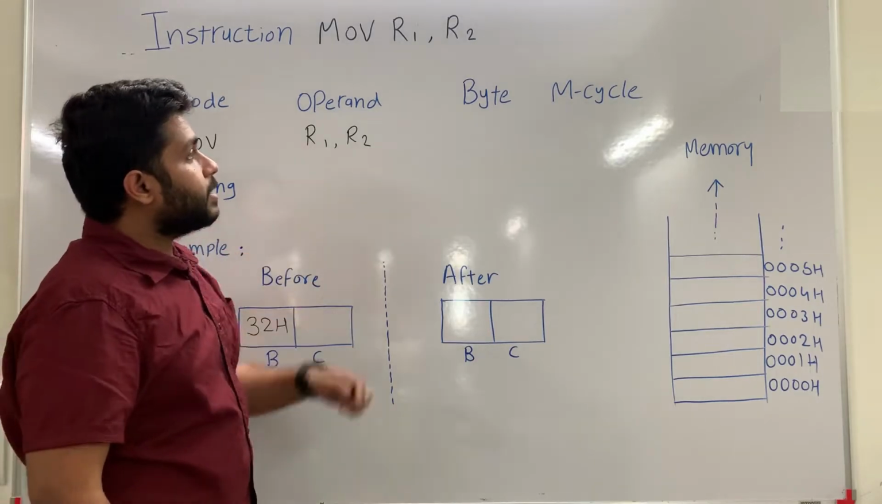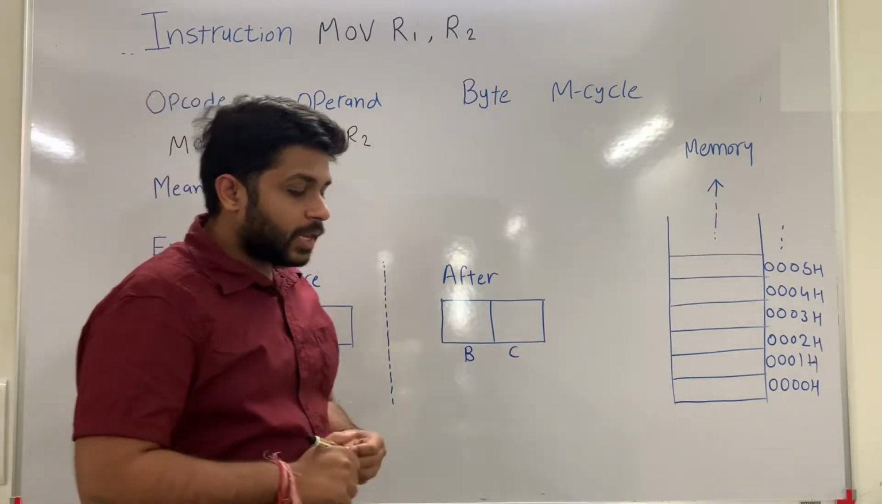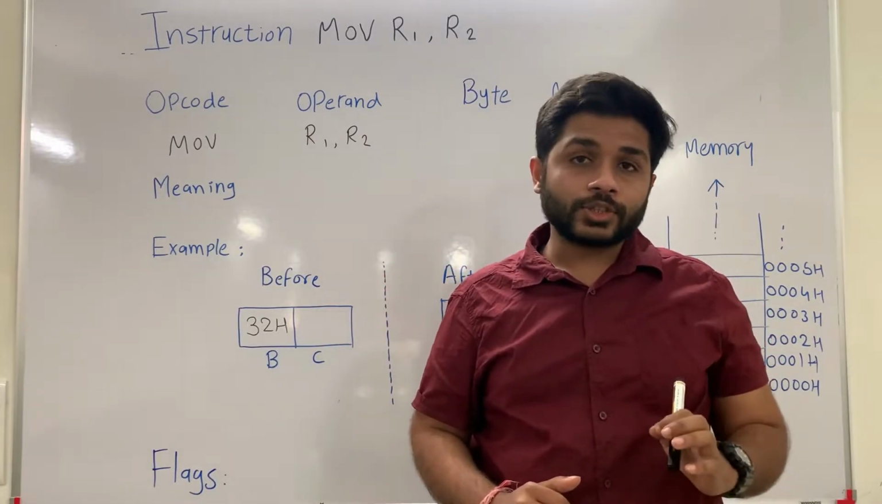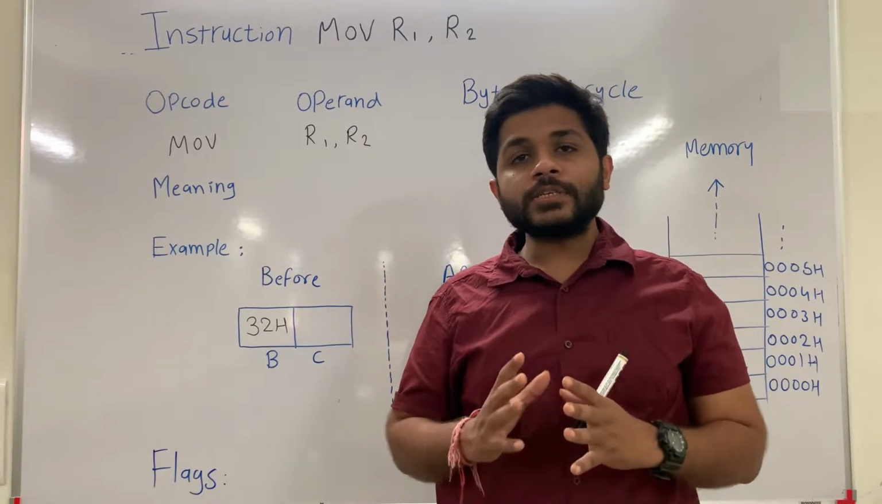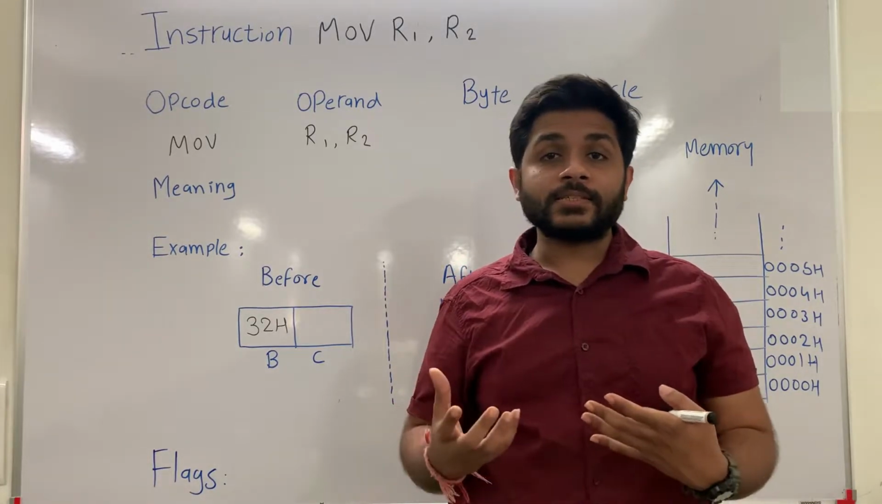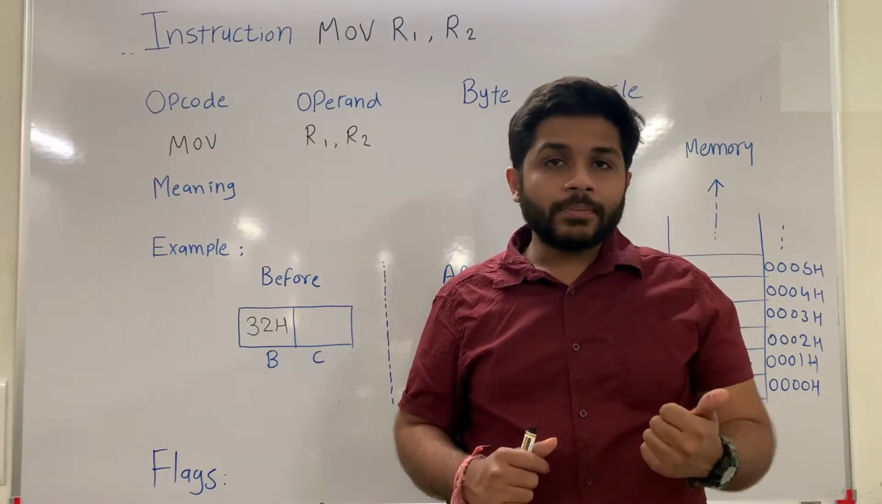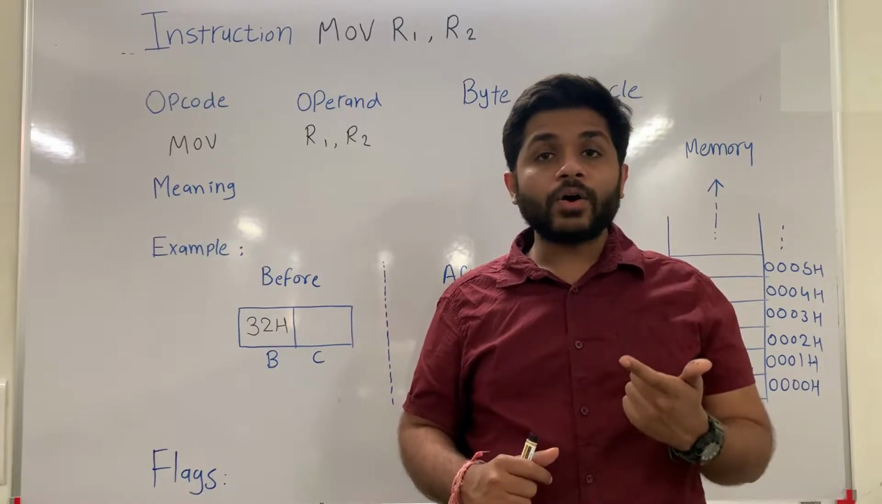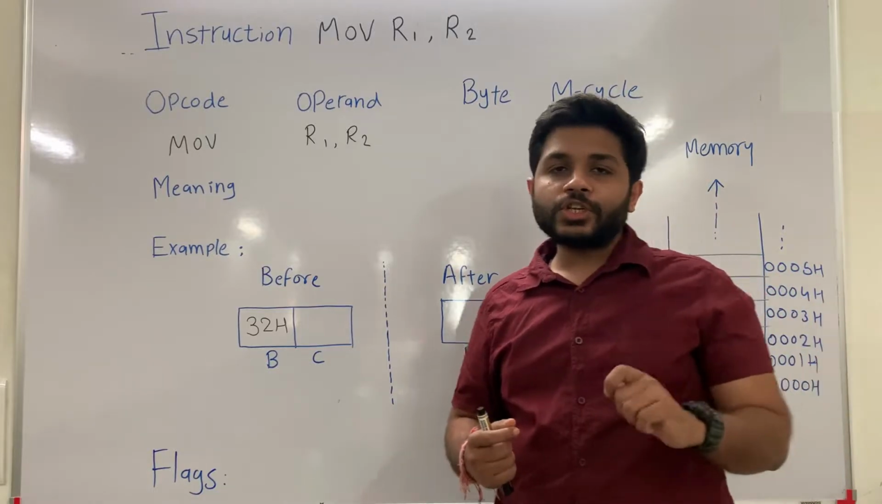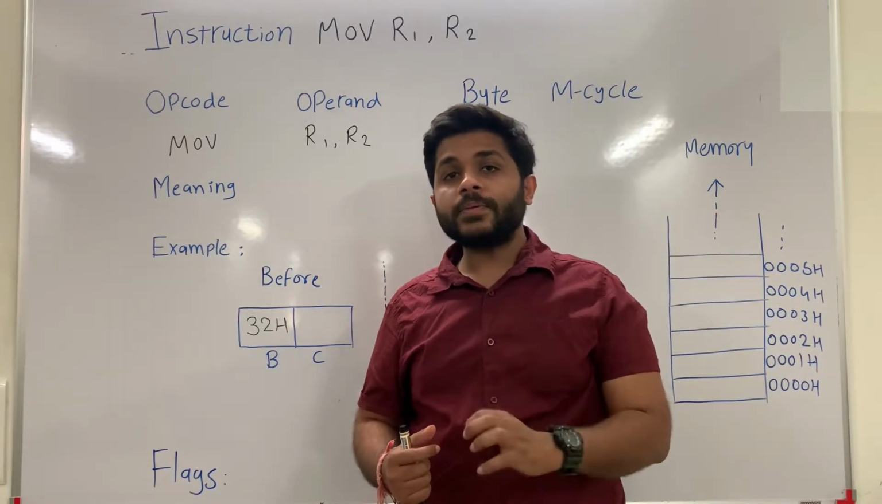The third field is byte. What is the meaning of byte? Byte means the size of the instruction. For the microprocessor 8085, instructions can be of different size. It can be of 1 byte, 2 byte, or 3 byte. So how can we know whether the instruction is 1 byte, 2 byte or 3 byte?